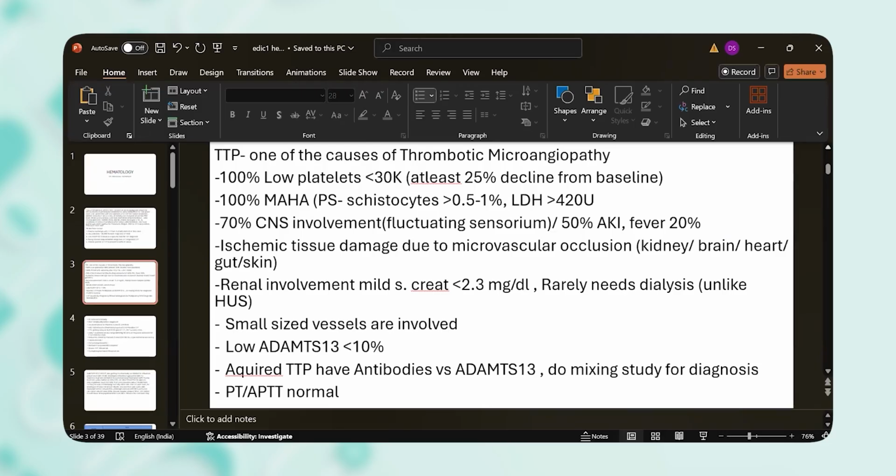The commonest being TTP, HUS, APLA, catastrophic APLA, DIC. DIC is very common. We know that thrombotic DIC is also there, in the early part of sepsis. Then HELLP syndrome, drug-induced thrombocytopenias, and many other etiologies like post-transfusion purpuras and all.